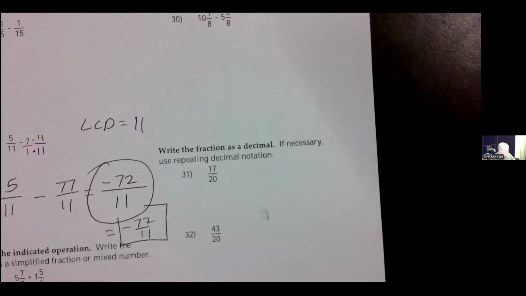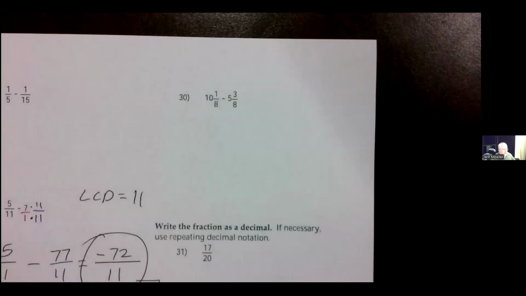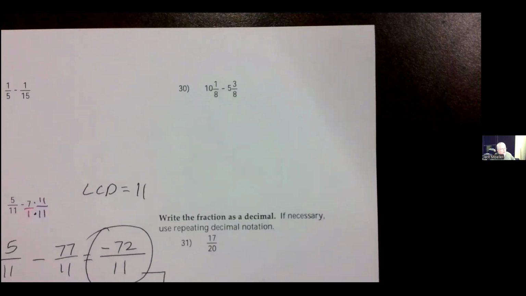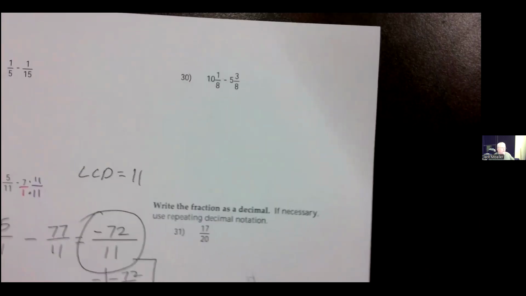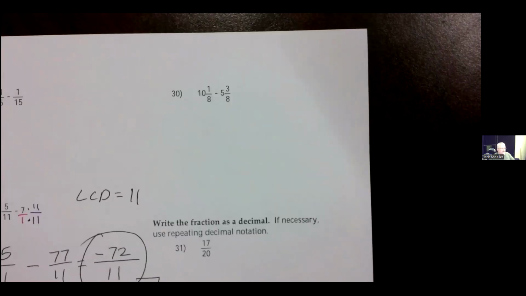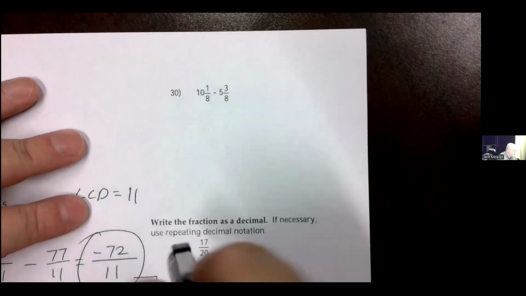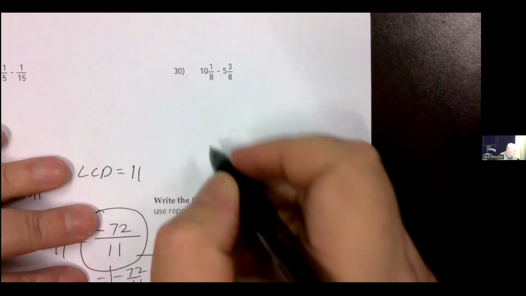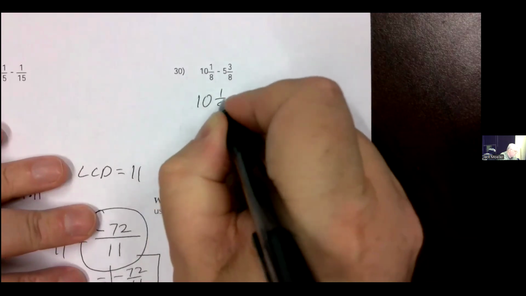Let's do a subtraction problem, one that's a little bit more straightforward. So if you look at 10 and 1/8 minus 5 and 3/8, these have the same denominator. So that's going to be a little bit more straightforward if we just keep them as mixed numbers. Now, typically, when we're subtracting mixed numbers, we write them vertically instead of horizontally.